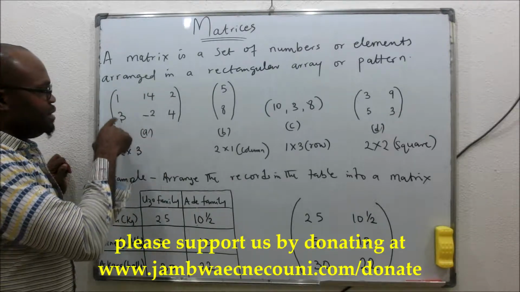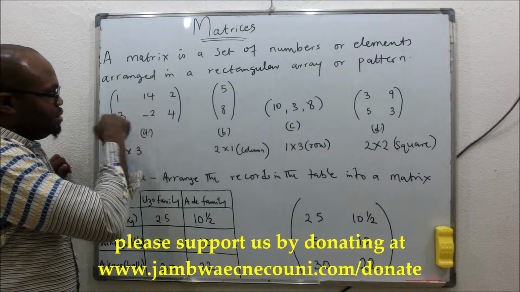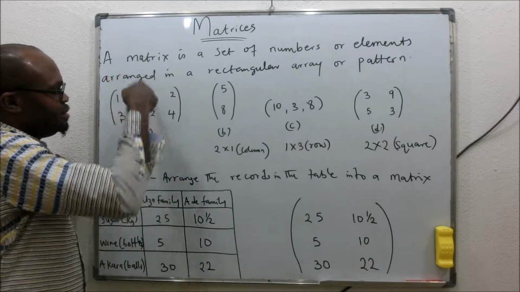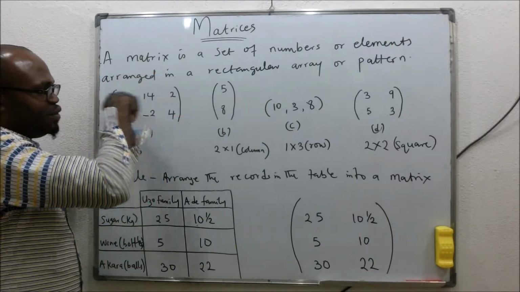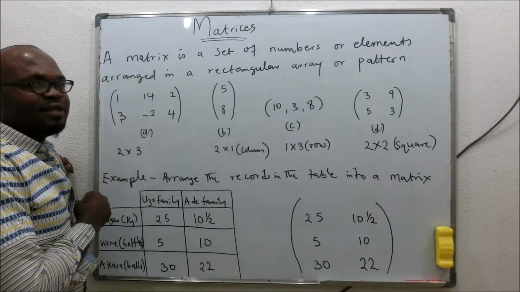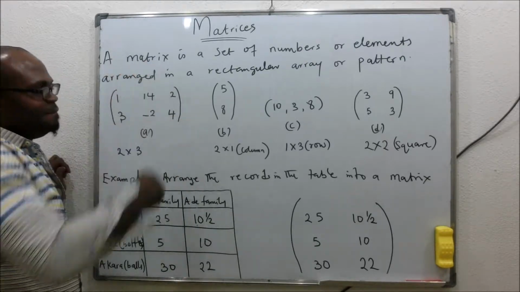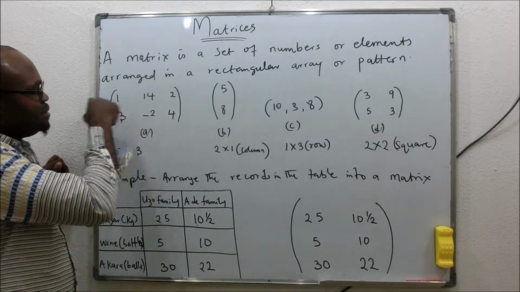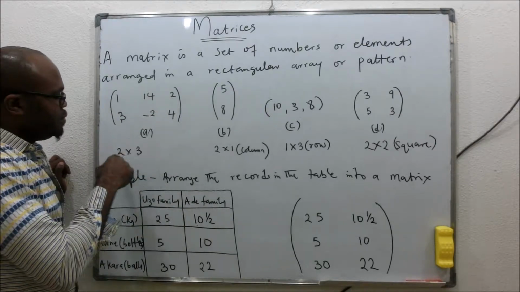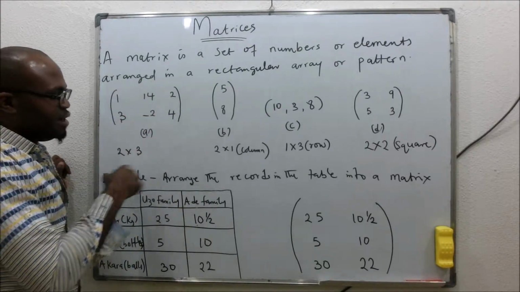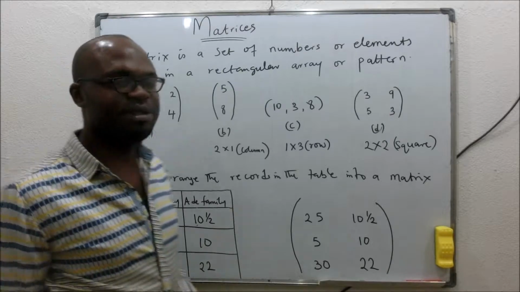How many rows does this matrix have? 1, 2. How many columns? 1, 2, 3. So the rows go horizontally, whereas the columns go vertically. So how many rows? 1, 2. 2 rows by 1, 2, 3, 3 columns. So that is what this matrix is.